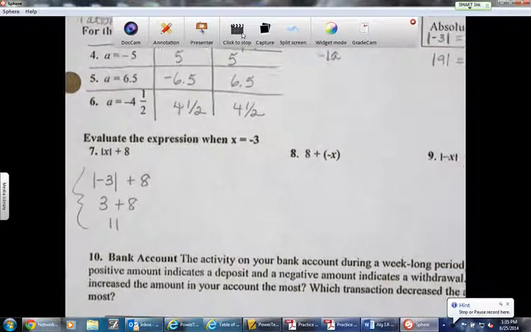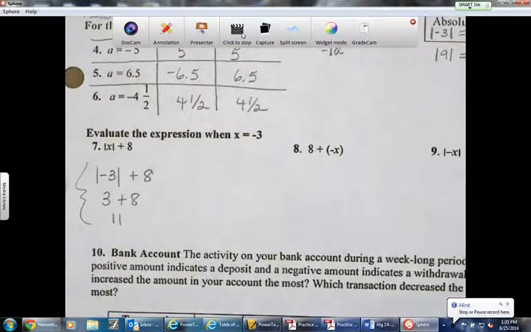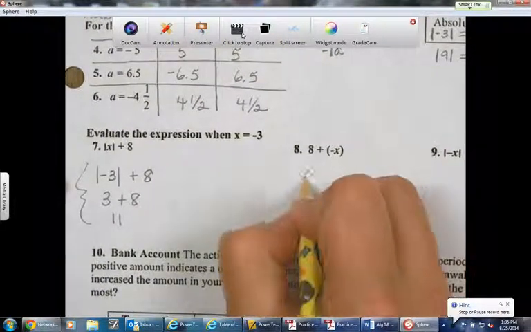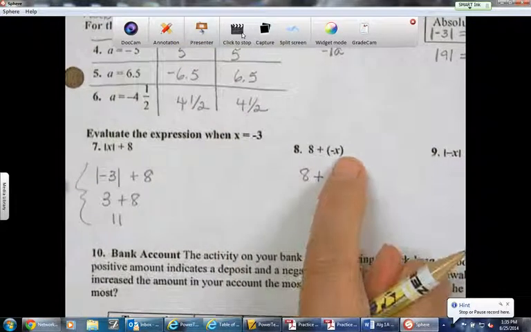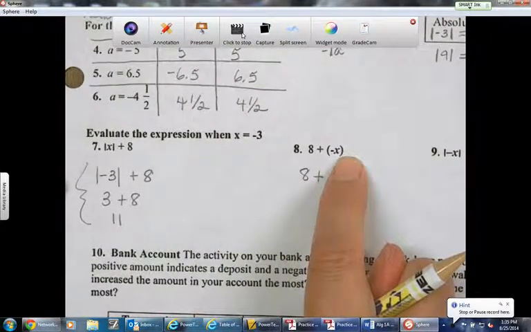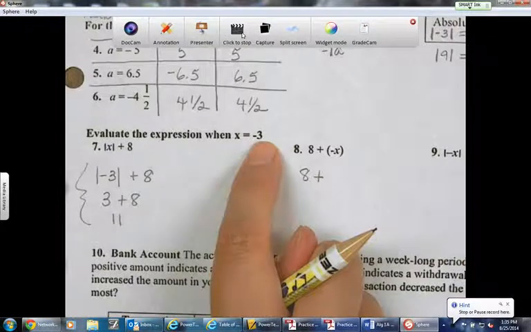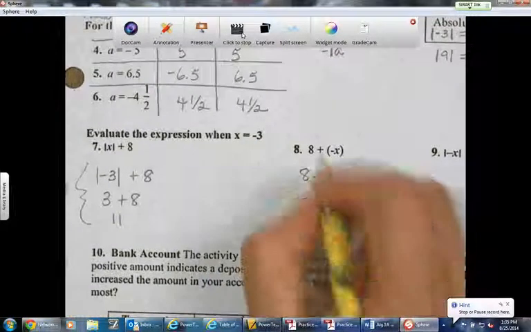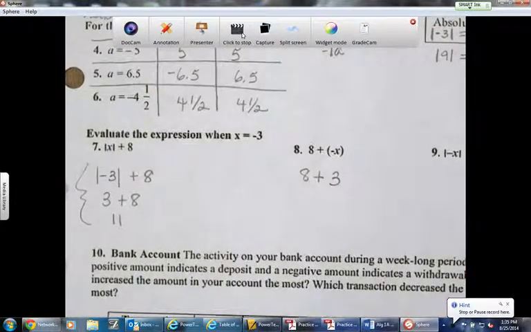All right, so let's try the next one. So we've got 8. Now, is this absolute value? No, that's just parentheses. That's just saying negative x. That's saying the opposite of x. So if x is negative 3, the opposite is 3. Does that make sense? Okay.